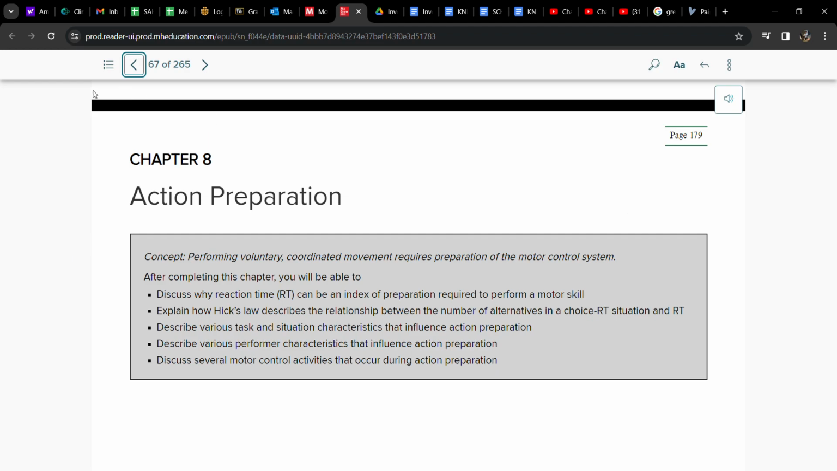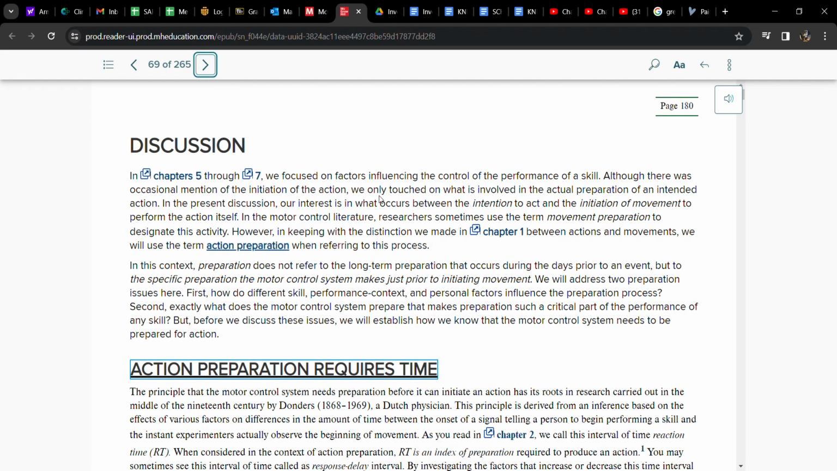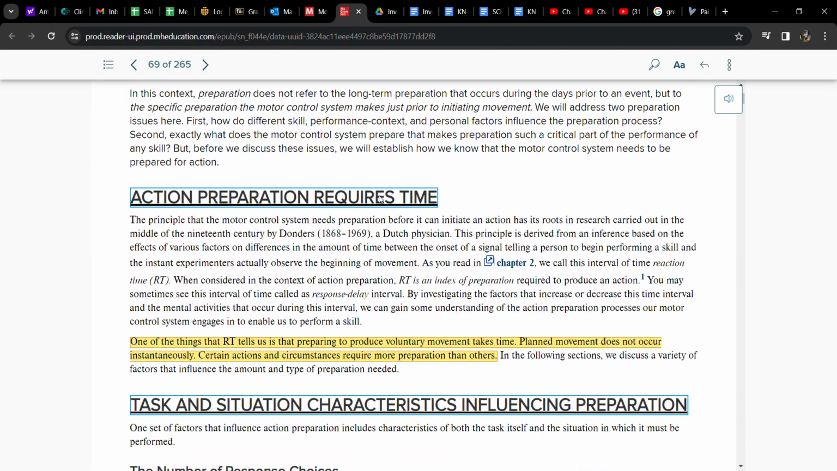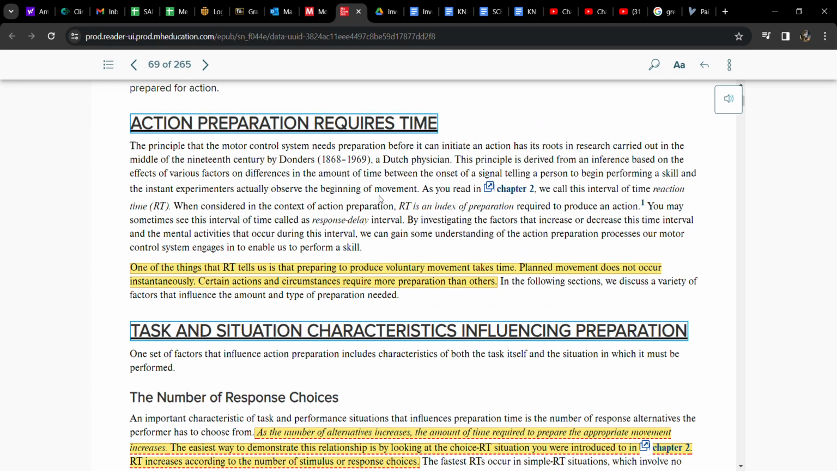Okay, so our final chapter of Unit 2 is Chapter 8, and we are going to be talking about action preparation. So, in action preparation, we require some time. One of the things that reaction time tells us is that preparing to produce a voluntary movement takes time. Planned movement does not occur instantaneously. Certain actions and circumstances require more preparation than others.